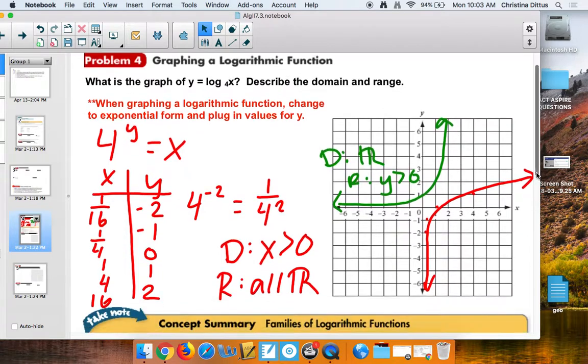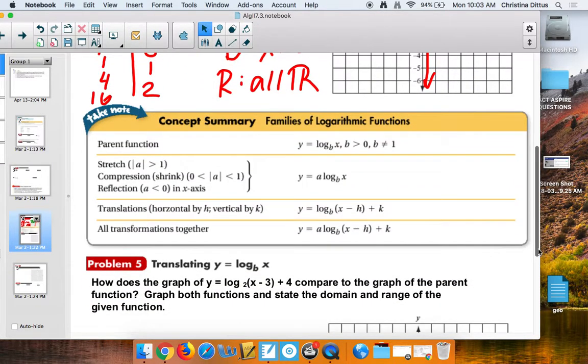Okay, this little table tells us things that we kind of already know. If you have a number out front, that's our stretch or compression. If it's negative, it's a reflection in our x. Horizontal, our left, right, is again attached to our x. Vertical up, down is going to be a plus minus at the end. Okay, same sort of transformations.